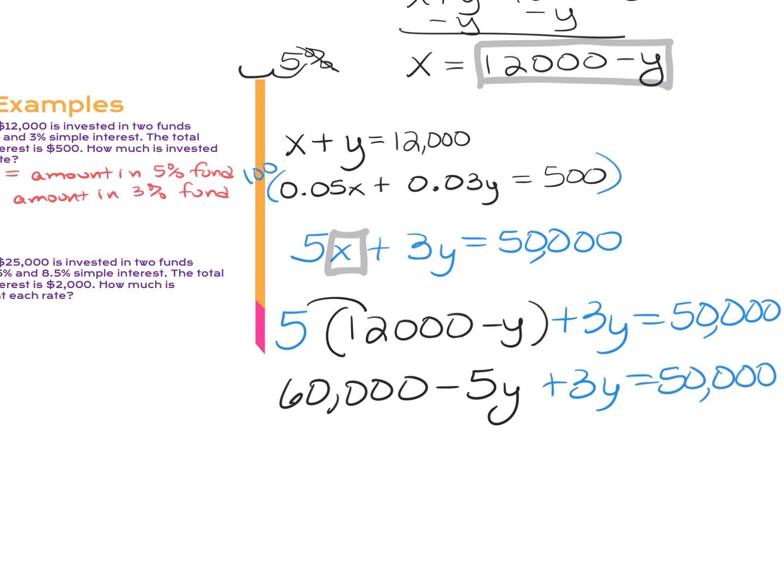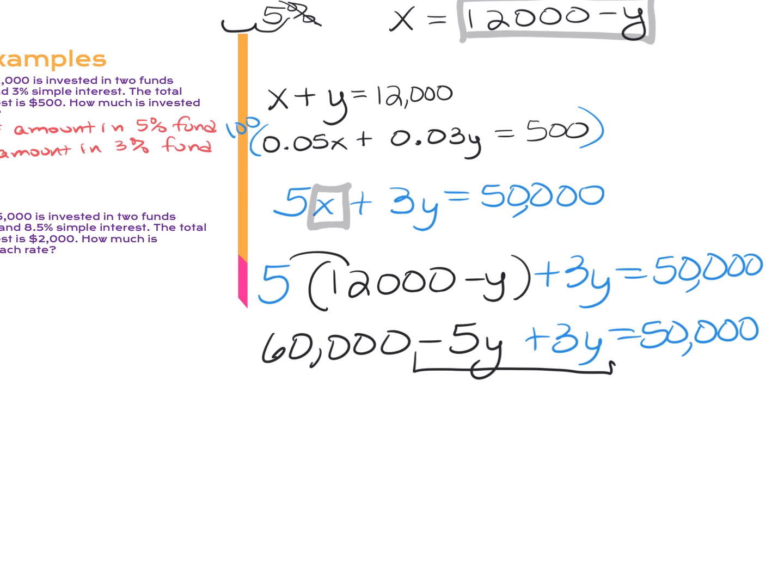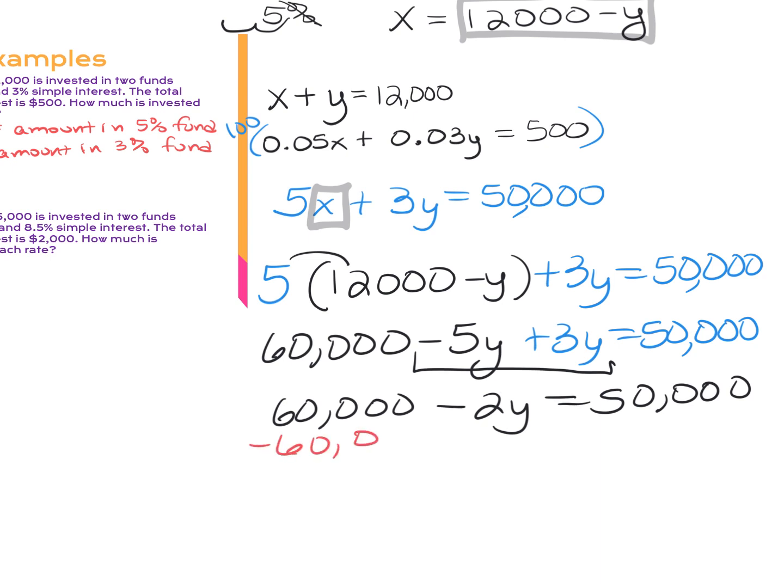I'm going to combine my like terms. So I have the negative 5y plus 3y. I'm going to rewrite everything. 60,000 minus 2y equals 50,000. And now my goal is to solve for y. So I'm going to subtract 60,000 from both sides.